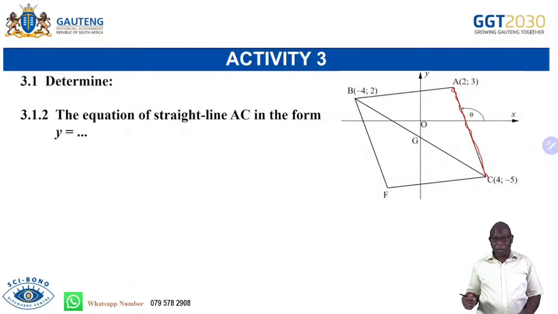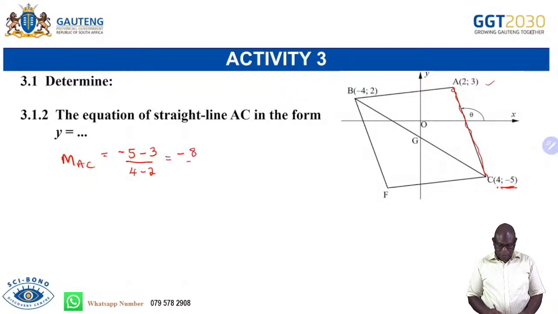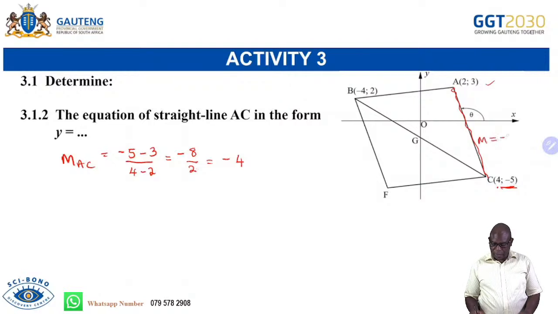From the gradient of that line, we also need 1 point. In this case, we've got 2 points, no problem. We can choose one. I don't prefer choosing the one with a negative because we make a lot of mistakes. So the one with the positive, better. Now I'll have the equation of the straight line AC. First, I must get the gradient of AC. And the gradient of AC will be minus 5 minus 3, all over 4 minus 2. So that gives us negative 8 over 2, and that will be negative 4. So we know the gradient of that line is negative 4.